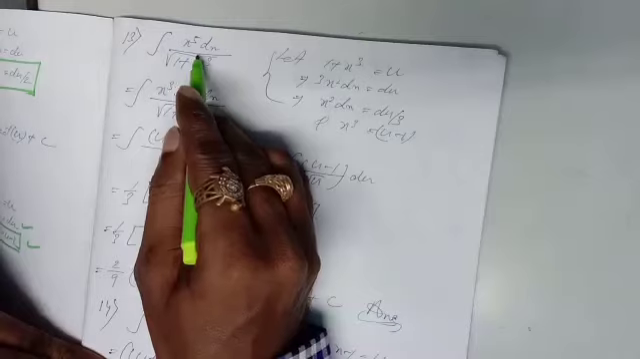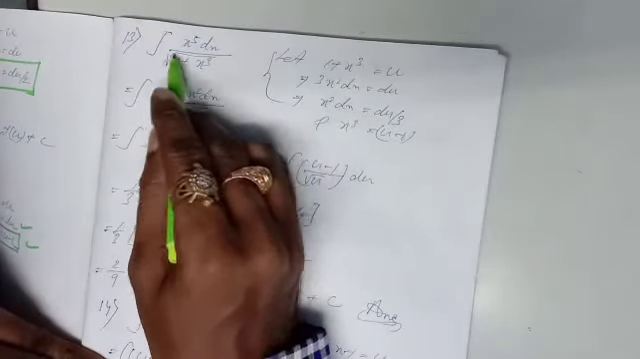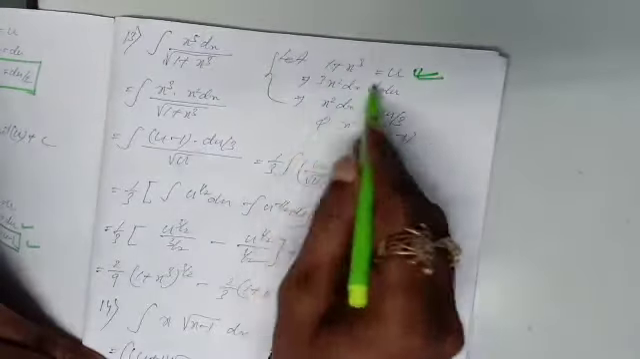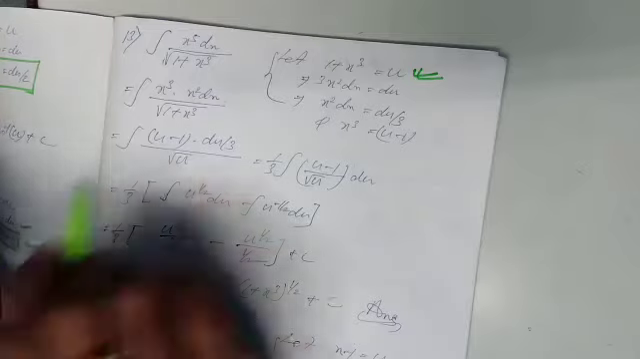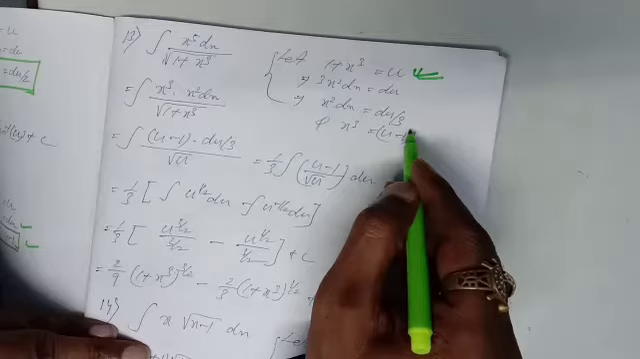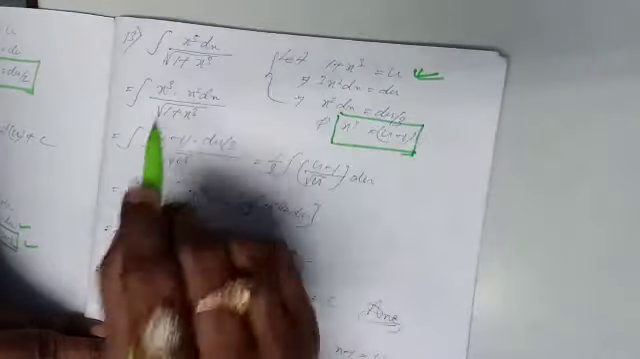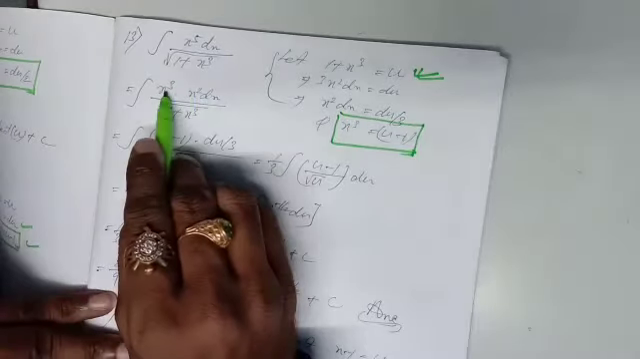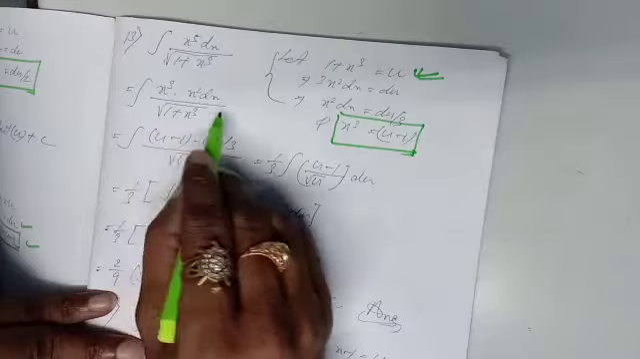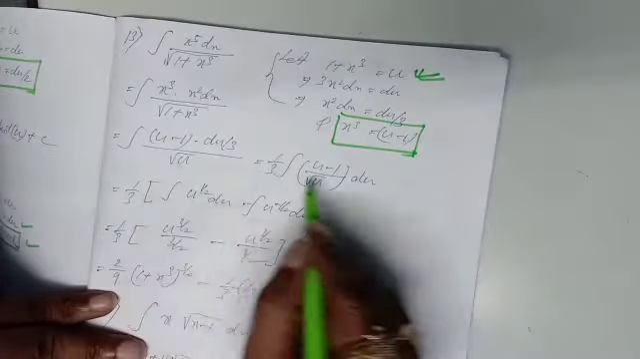x to the power 5 dx by 1 plus x cube root over is given. This 1 plus x cube we will take as u. Differentiating both sides, this will be 3x square dx equal to du, x square dx will be du by 3. This x cube value you have to put here. Extra 5 given, you make it separate: x cube into x square dx. Put in the value of x cube, and x square dx is du by 3. After that you separate the fraction.